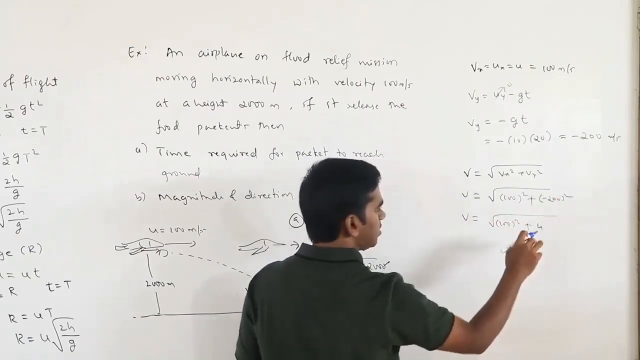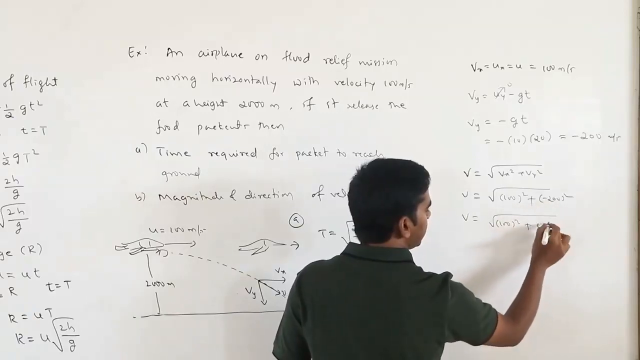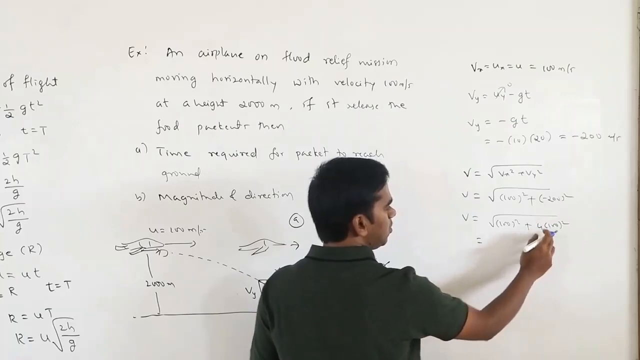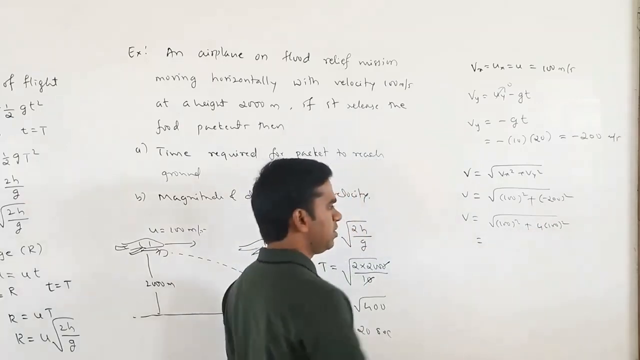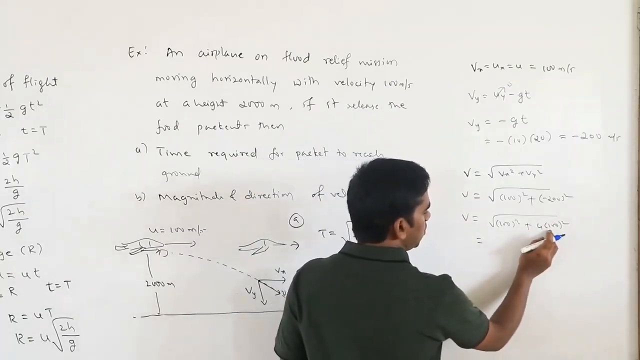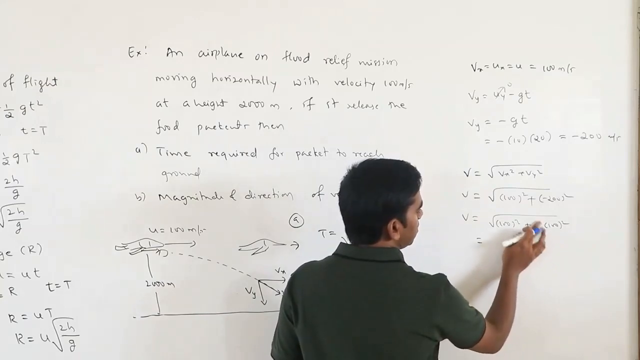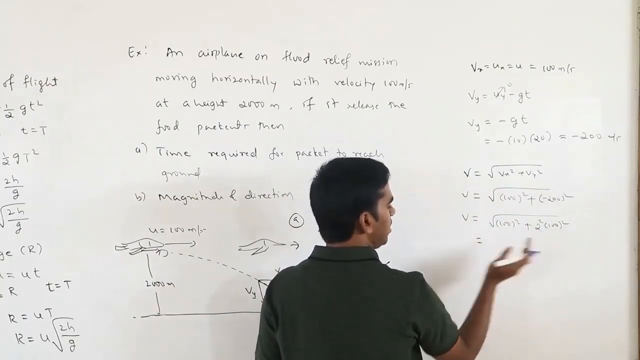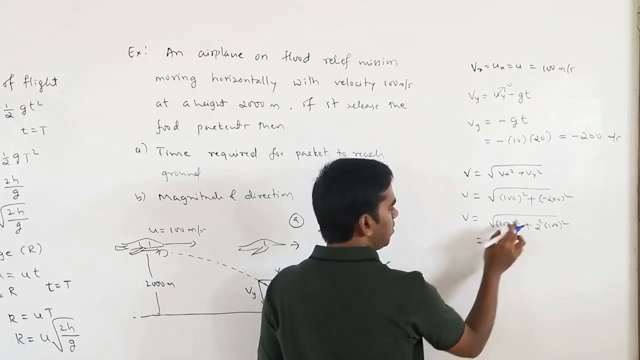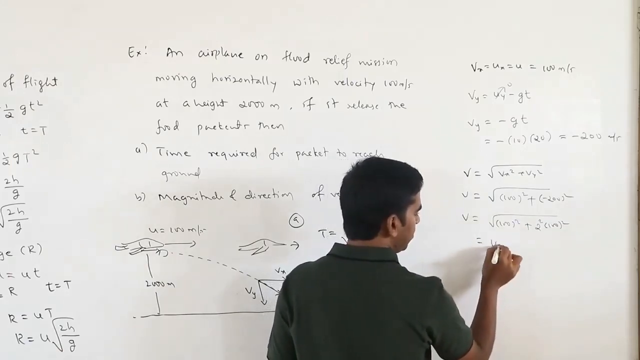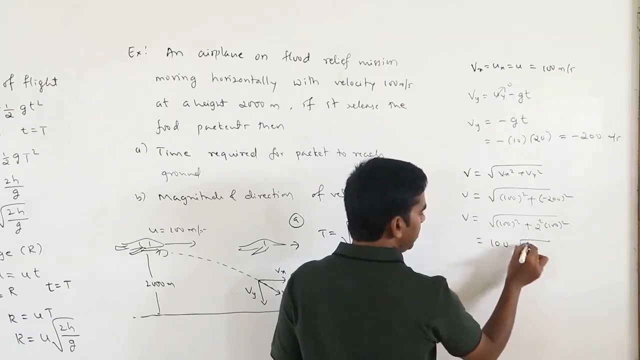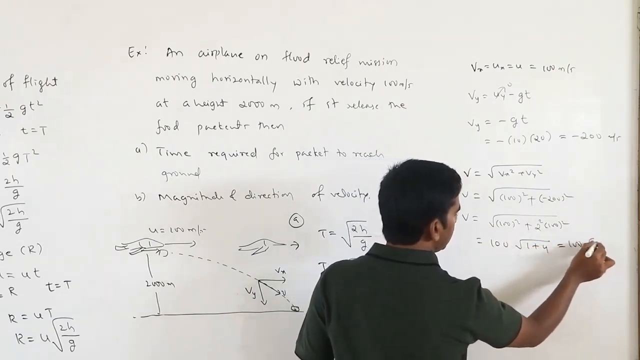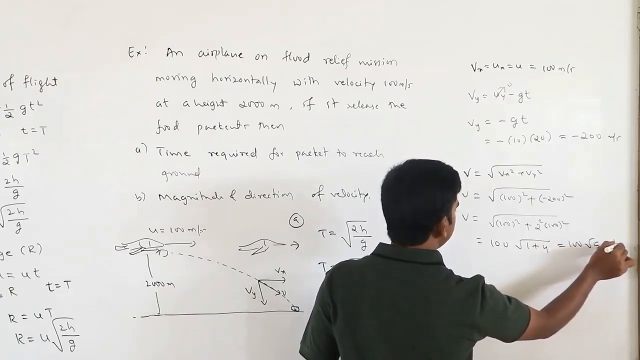Minus square will become plus, so 100 I will write as 100 this square. So this will become again 200 this square. If you take 4 inside, I will write 2 the square and 100 the square. Don't get confused. Take 100 the square outside. If you take 100 square outside, square and square root will get cancelled. It will become 100. Inside the root, here 1 and here 2 the square is 4. So this will become 100 root 5 meter per second.